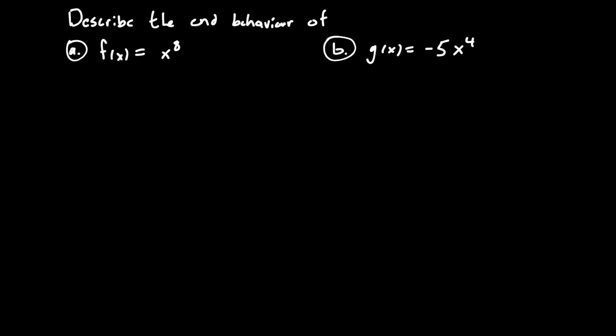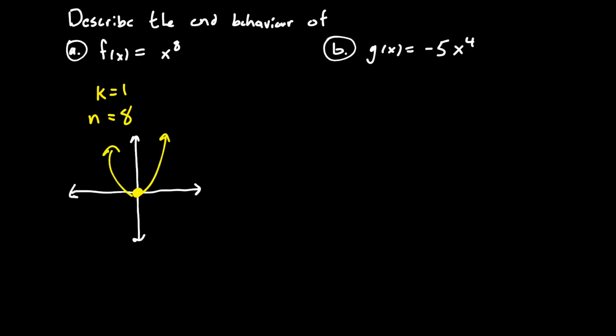Now let's apply what we just saw in the previous two slides and describe the end behavior of the following power functions. In part A, we're given f of x is equal to x raised to the 8. Here, the coefficient k is equal to 1, and our power n is equal to 8. Therefore, we have an even power. And since our coefficient is positive, we're going to have a function that opens upward. So the general shape of our graph looks like the following.